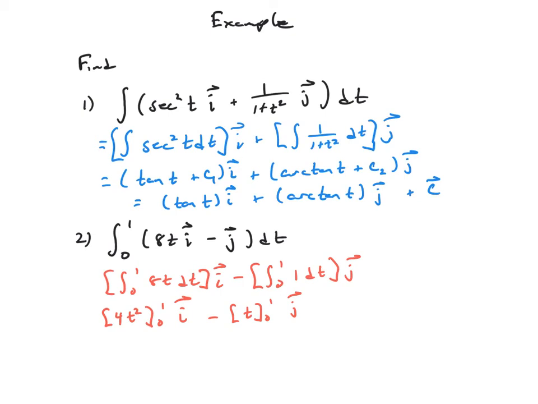And so when I calculate that, it ends up being 4. When I plug in 1, I get 4 minus 0 times i, minus 1 minus 0 times j. So I get the vector 4i minus j, or the vector <4, -1>. That would be the definite integral of that vector valued function.